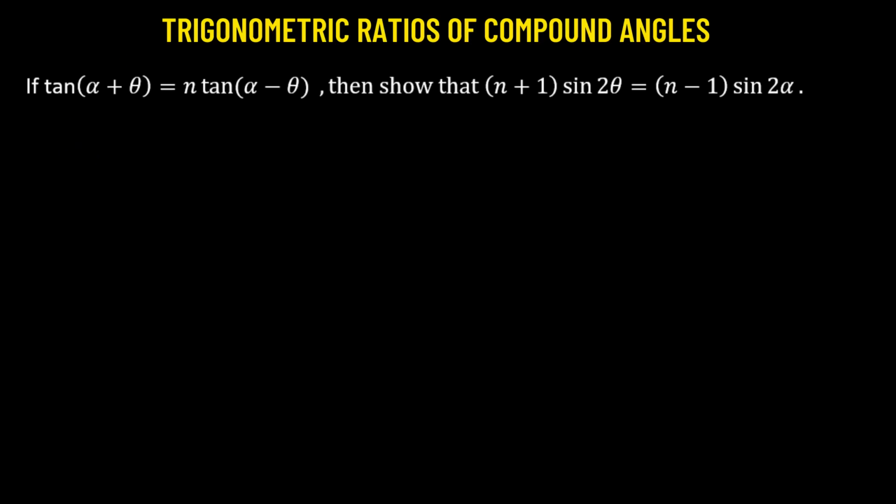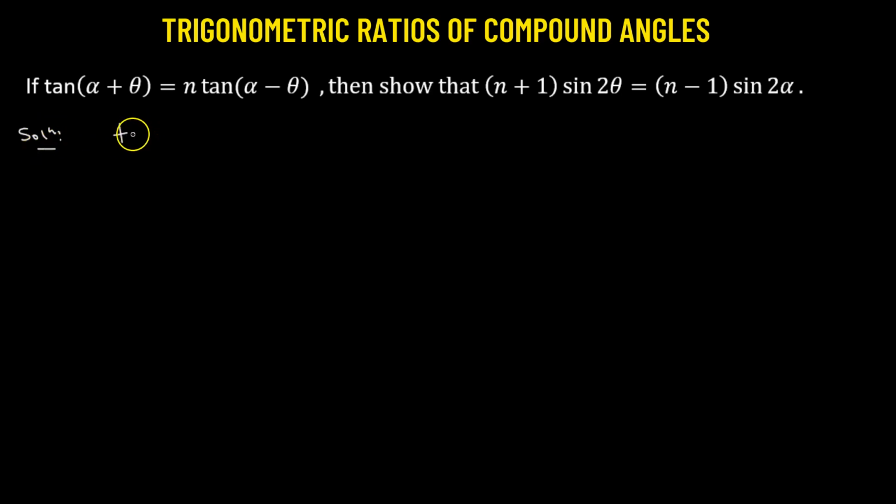So here in this problem, we are given that tangent of alpha plus theta equals n times tangent of alpha minus theta. So using this condition, we need to show that the given trigonometric equation is true. So let us begin. We'll start with whatever we're being provided with.